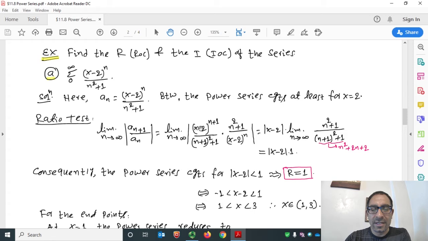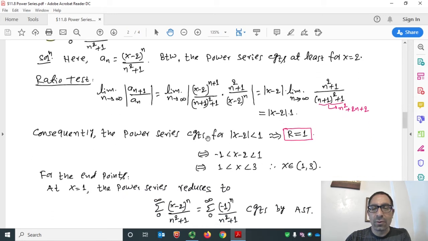We can cancel (x minus 2)^n with (x minus 2)^n, so we only have (x minus 2) to the power 1 left, which we can pull outside the limit. The limit as n goes to infinity of the second term, as it is, is n squared plus 1 over (n plus 1) squared plus 1. If you FOIL this, it gives us n squared plus 2n plus 2. Then the limit of the fraction n squared plus 1 over n squared plus 2n plus 2 turns out to be 1. So the limit of this ratio equals the absolute value of x minus 2. Consequently, the power series converges for the absolute value of x minus 2 less than 1. That means the radius of convergence is 1.